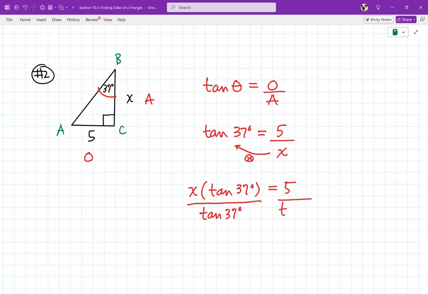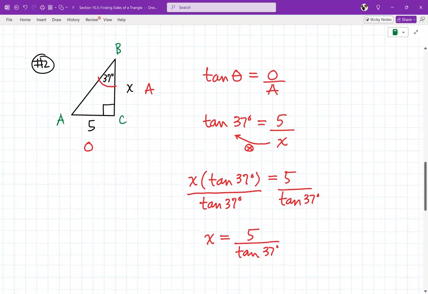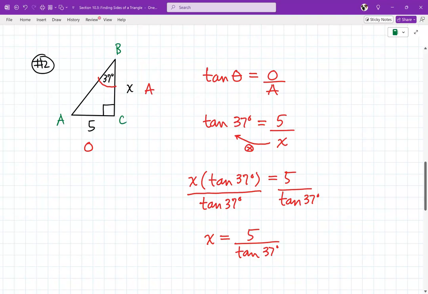Because tangent of 37 degrees is just a number. I just don't know what it is yet. Okay, but that allows me to cancel it out on the left side. It becomes x equals 5 over tangent of 37 degrees. Because I'd rather divide by tangent of 37 than by some decimal values, right? And then I'll let my calculator do the work.